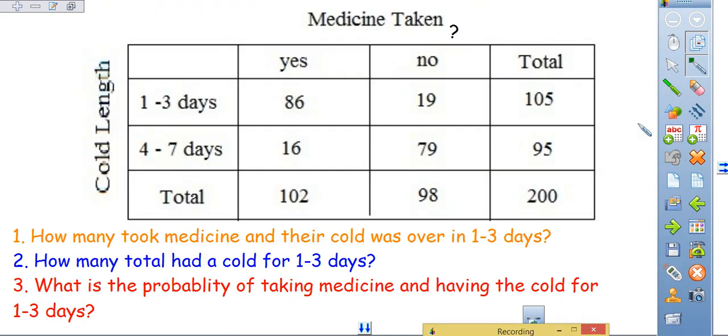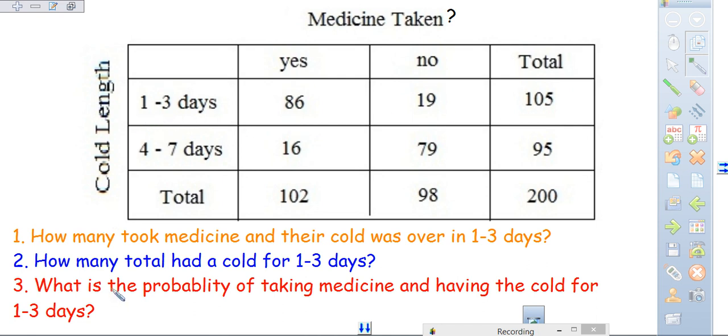Here's another example that is not in your notes. The title of the table is Medicine Taken. So yes, it has been taken, or no, it hasn't been taken. And then over here, our label is cold length. So if they took medicine, their cold lasted 1 to 3 days. So 86 people said yes, 19 said no to that, and then a total of 105 people had a cold from 1 to 3 days.